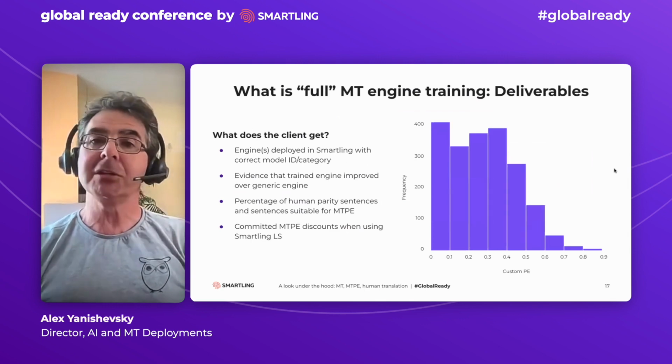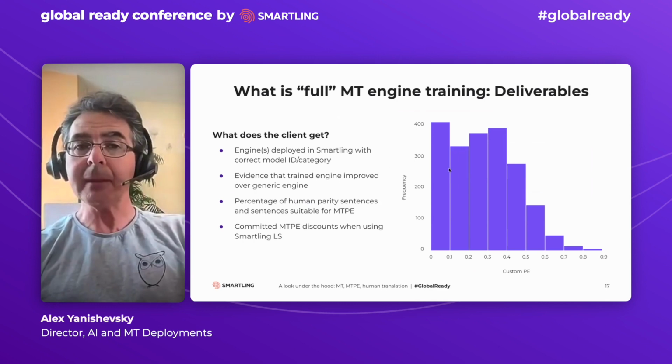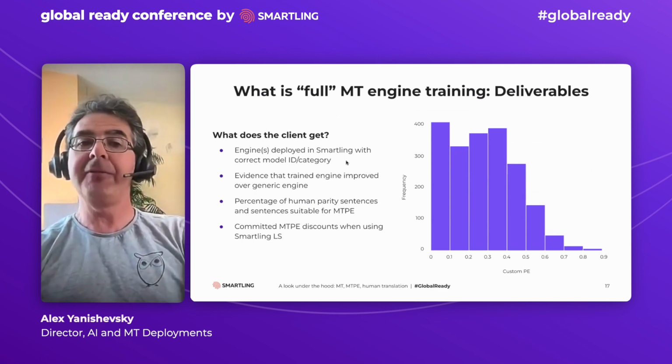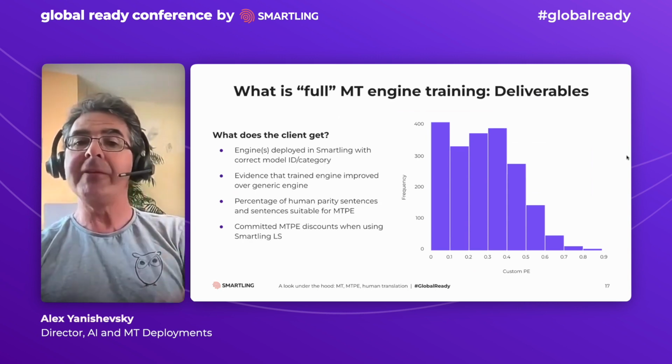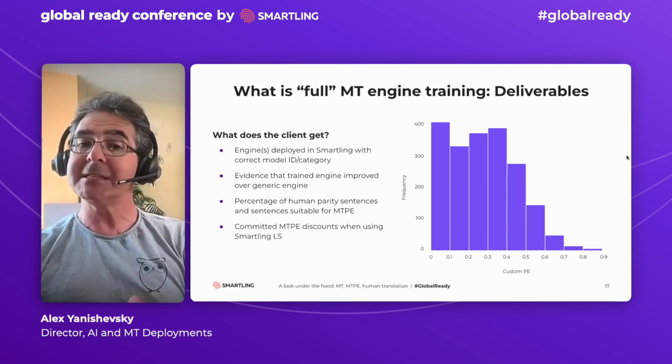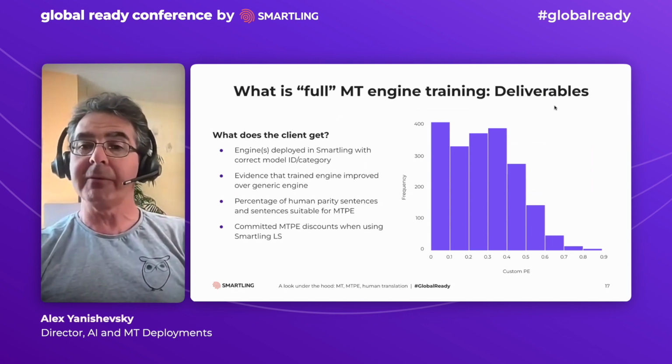So when we put an engine into production, what we basically do is we go back to the client and say, look, we've hooked up the engine. We've configured it in the Smartling platform with your correct model ID or category. We've given you evidence that this trained engine is better, right? And here's another piece of evidence, right? This is also one of the deliverables.